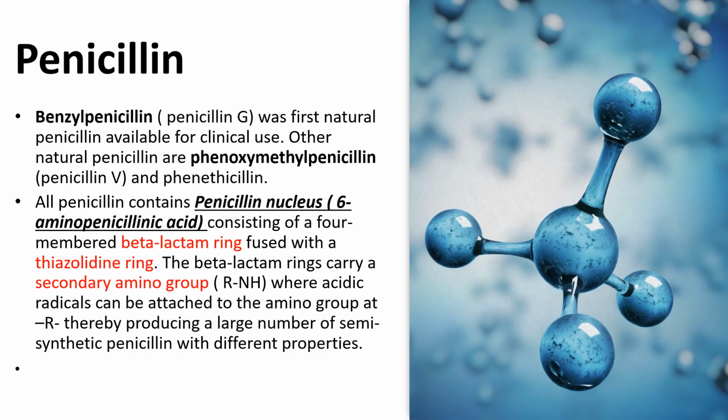Natural penicillins include benzyl penicillin or penicillin G, which was the first natural penicillin available. Other natural penicillins include phenoxymethyl penicillin or penicillin V, and phenethicillin. All these penicillins include, as we have discussed earlier, a penicillin nucleus, that is 6-aminopenicillanic acid, to which the R substituent is attached.